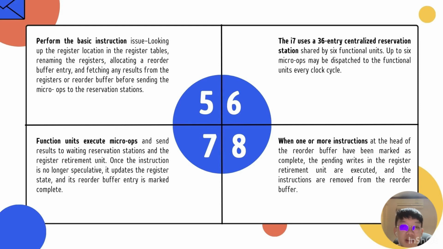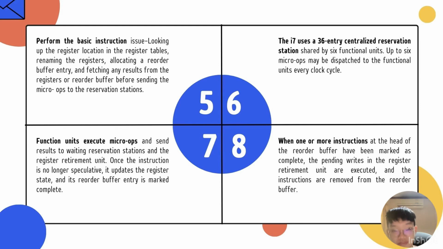And for the number 7, the individual functional units execute micro-ops and then the results are sent back to any waiting reservation station as well as to the register retirement unit, where they will update the register state. Once it is known that the instruction is no longer speculative, the entry corresponding to the instruction in the reorder buffer is marked as complete.